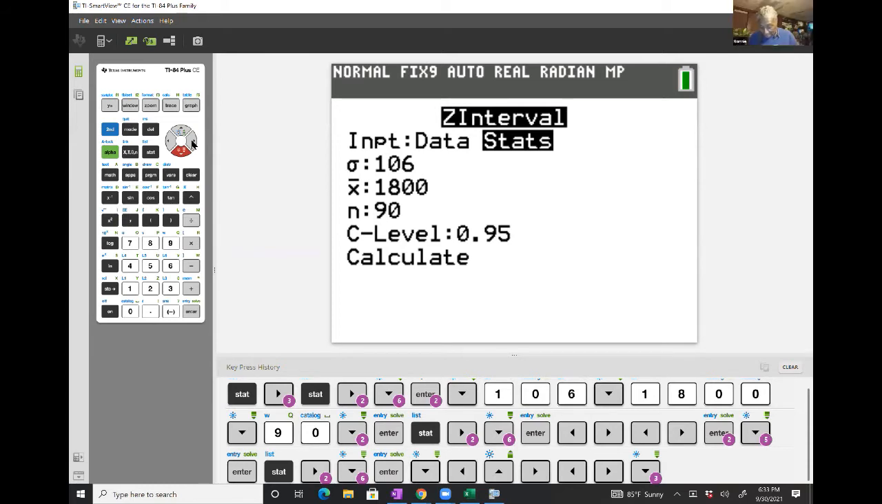Okay, I got 90 and 95 for the confidence level. Go down to calculate and hit enter.